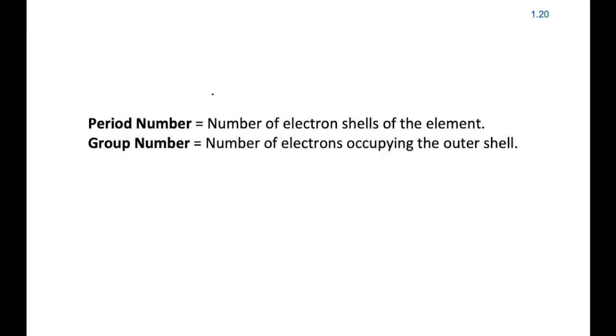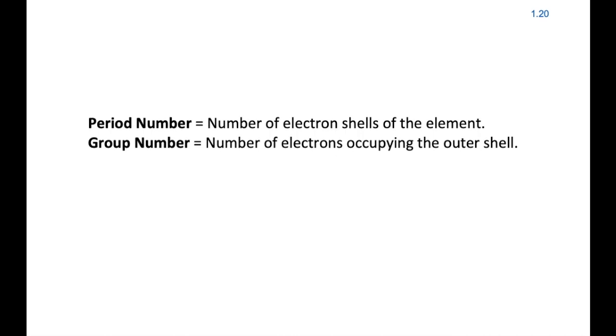So this page summarizes how you can work out the electronic configuration of an element just by looking at its position in the table, as we've just done with phosphorus. The number of electron shells of an element is given by the period number. And the group number tells you how many electrons occupy the outer shell. So if an element is in period 3, it has 2 full shells of electrons, and the number of electrons in its third shell is given by the group number. Obviously with the exception of group 0, as we've mentioned.